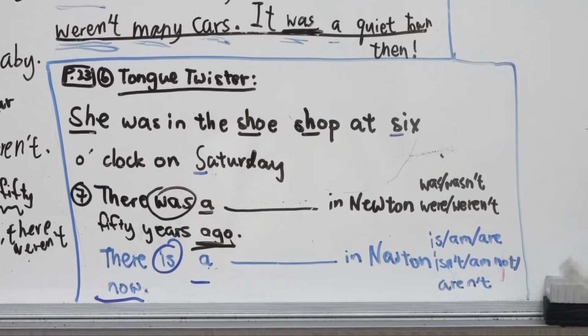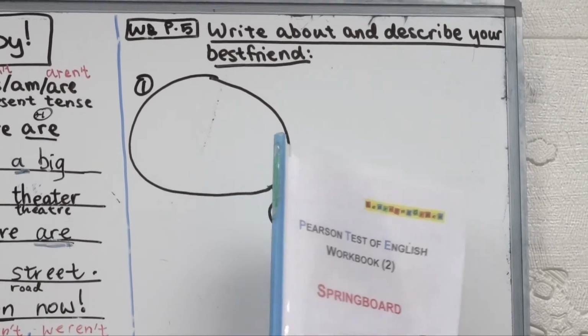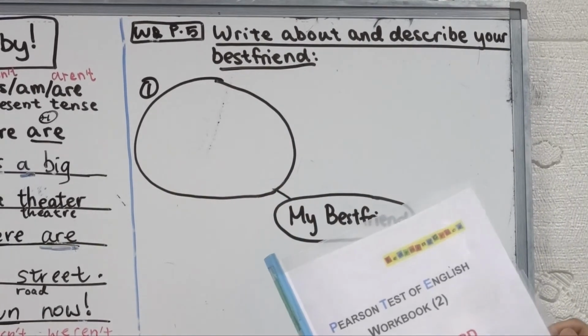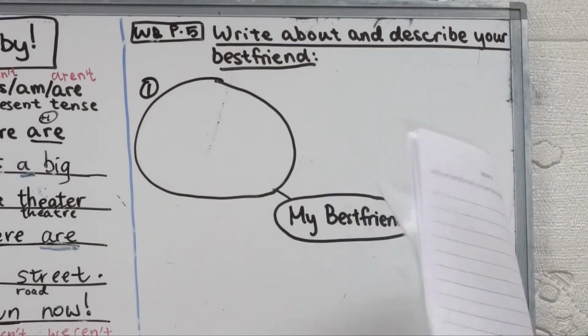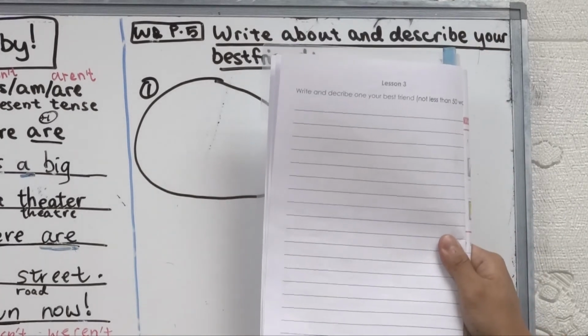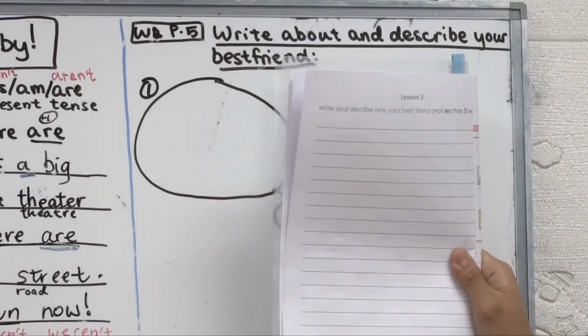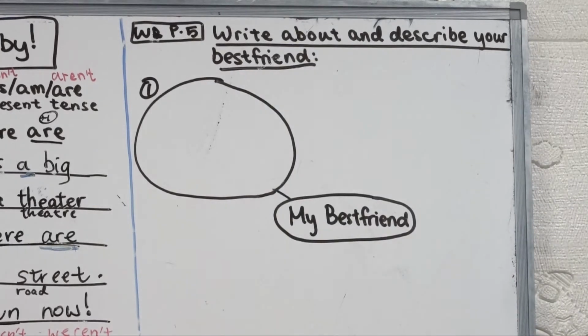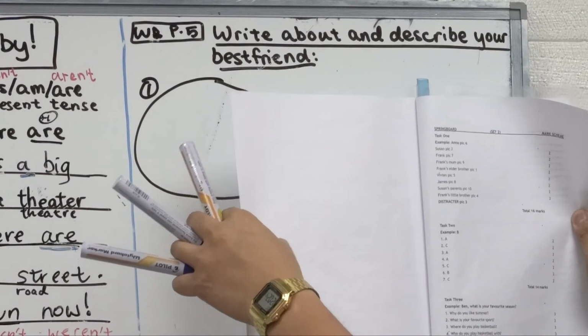Alright, very good. So now let's go to our workbook, Springboard number 2. Make sure you have the correct book. In the workbook, we go to page 5. Page 5 is just one big blank. To help yourself, you can take out a piece of paper or write at the back of your book, and you can draw a mind map.